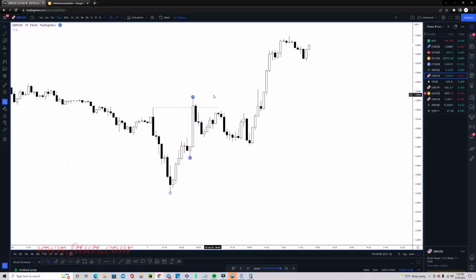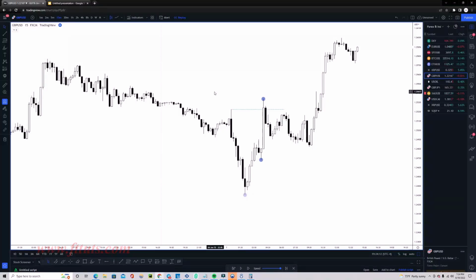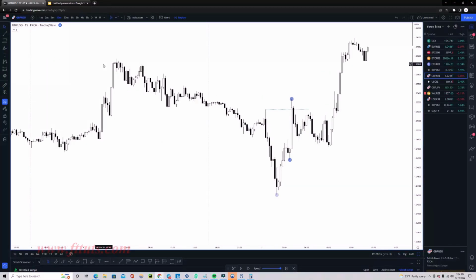So I just wanted to show you this example, and we're going to go into much longer depth on it once we start talking about liquidity pools.